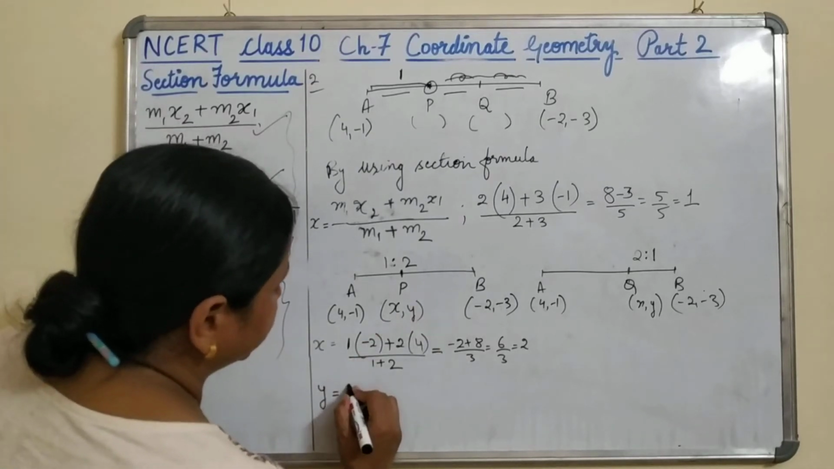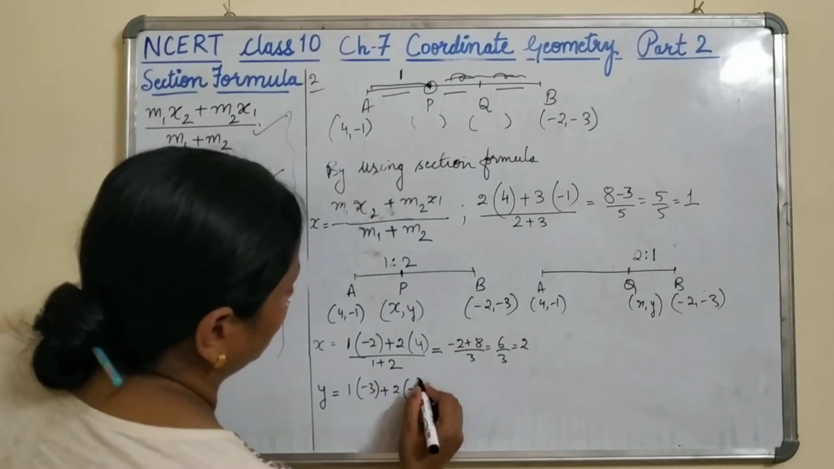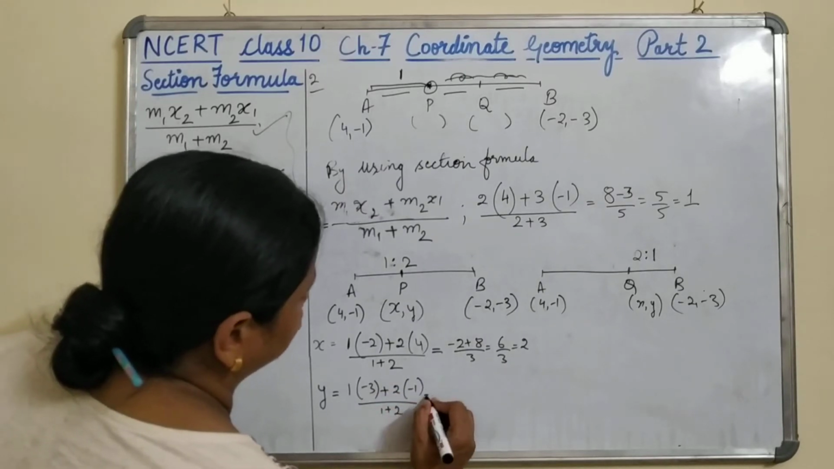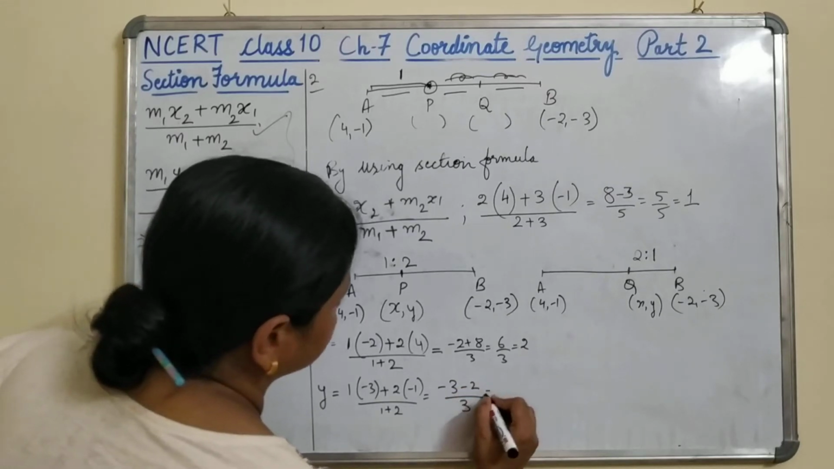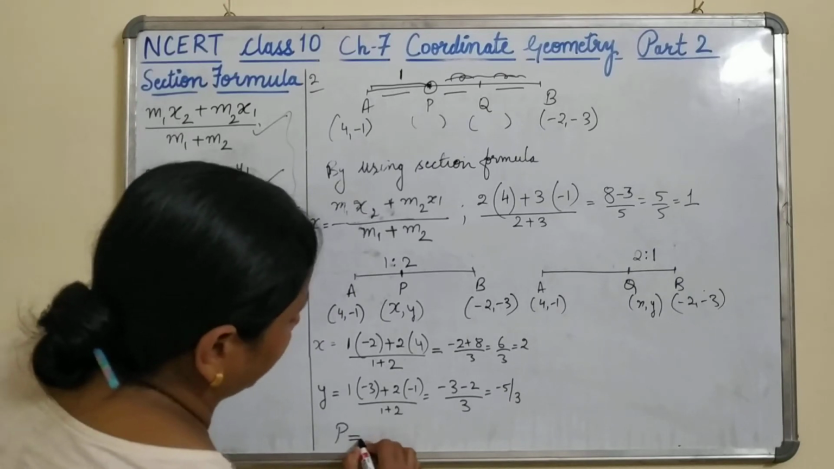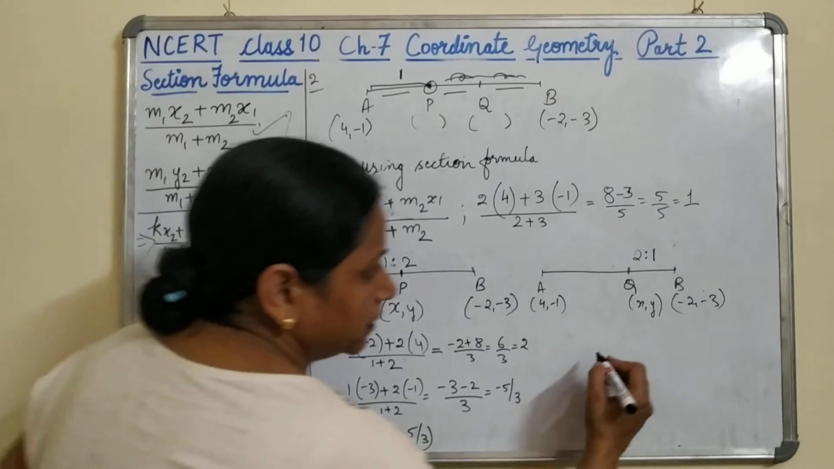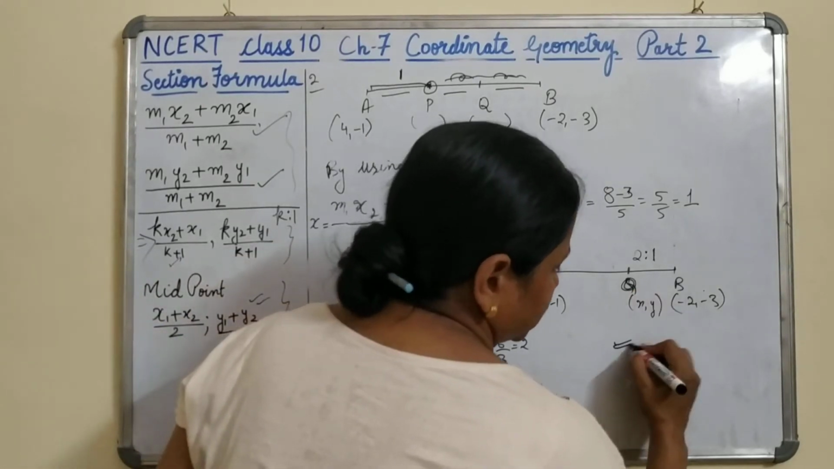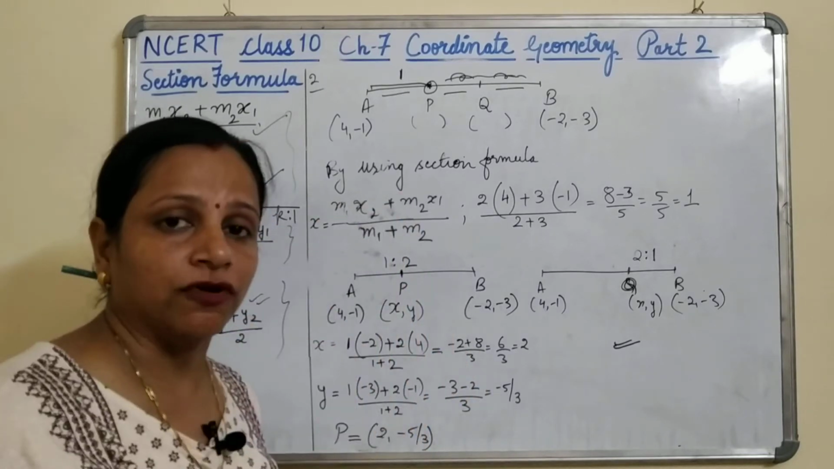Y will be what? m1 into y2 plus m2 into y1 upon m1 plus m2. -3 minus 2 upon 3, this comes out to us as -5 upon 3. So the point P is (2, -5/3). Similarly, you can find out this coordinate. Similarly, the point Q can be found by applying the section formula, right?